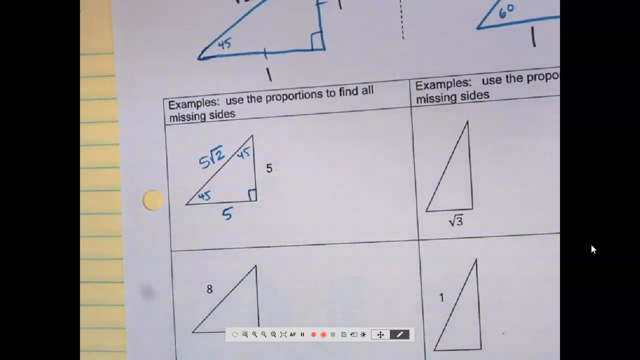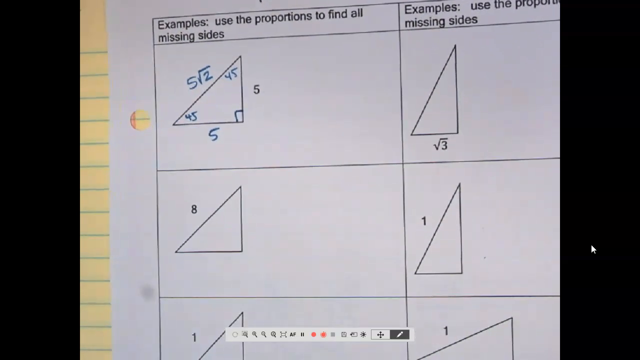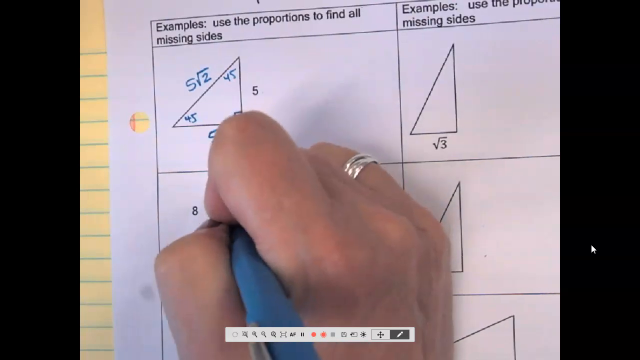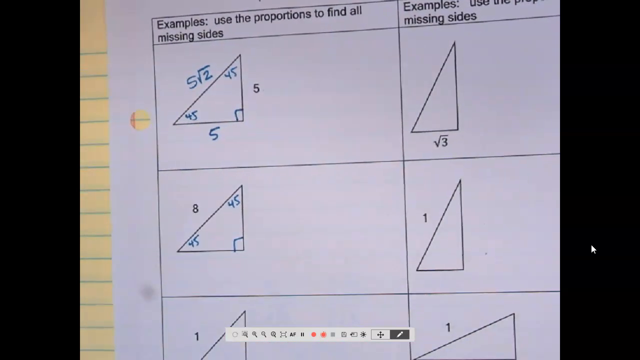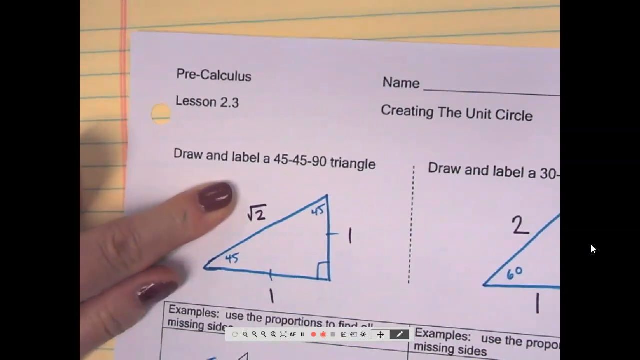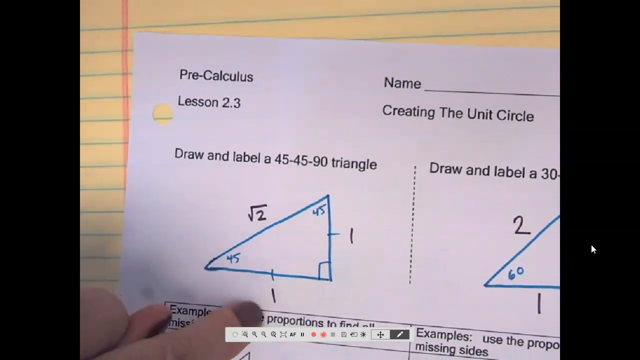Okay, so now what if I gave you the hypotenuse? That's a little bit trickier. The hypotenuse is 8. Okay, well, here's our 90, 45, 45. I need to find the two legs. How can I go about doing that? Think back up here. What if you knew the hypotenuse? What would you do to the hypotenuse to get a leg?